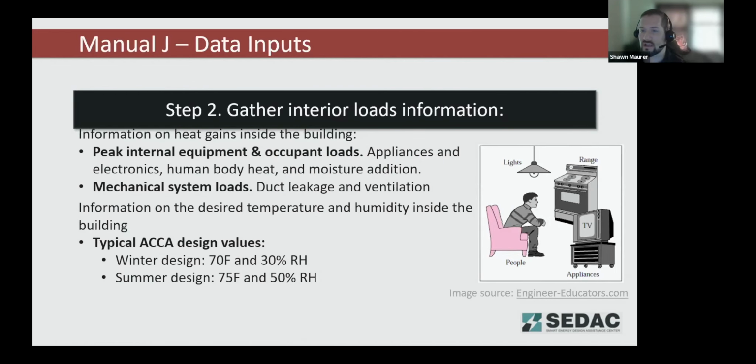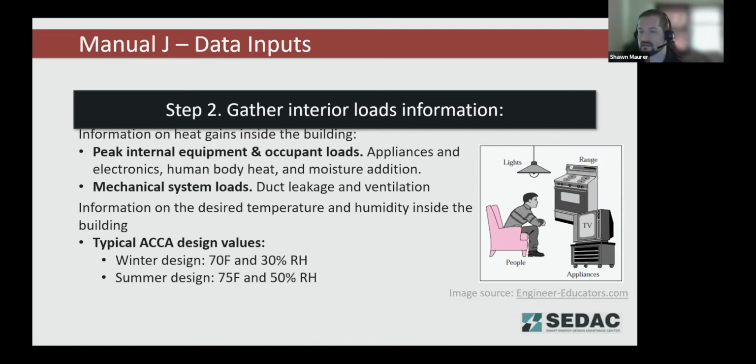And then as far as your interior loads for the second step, you're gathering your peak internal equipment and occupant loads. As we look at the abridged version of the speed sheet, it's just a drop down with three options for your interior loads. It generally accounts for your largest equipment: the refrigerator, a television, and I believe a stove cooktop. But there are calculations for the full Manual J where you can input things like ceiling fans, lighting loads, all that kind of information.